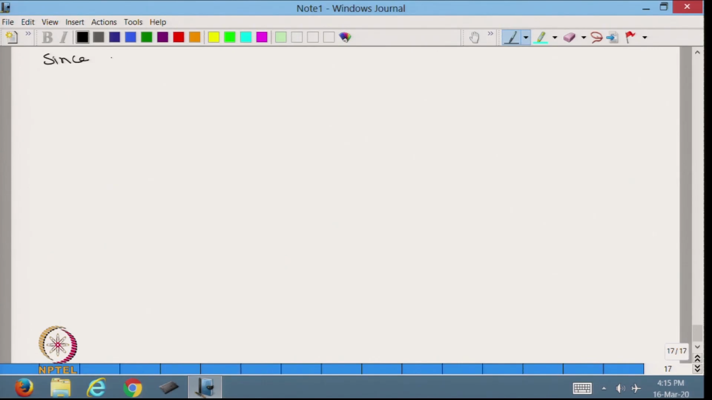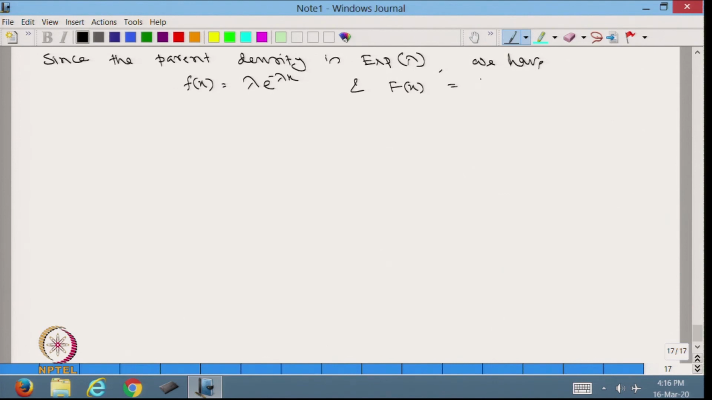Since the parent density is exponential with lambda, we have f(x) is equal to lambda e to the power minus lambda x, and capital F(x), the CDF, is equal to 1 minus e to the power minus lambda x.